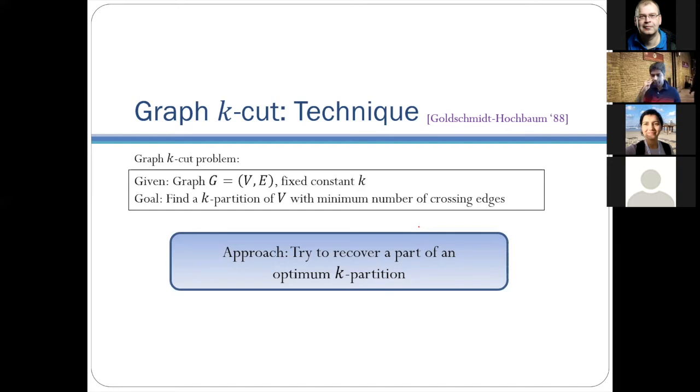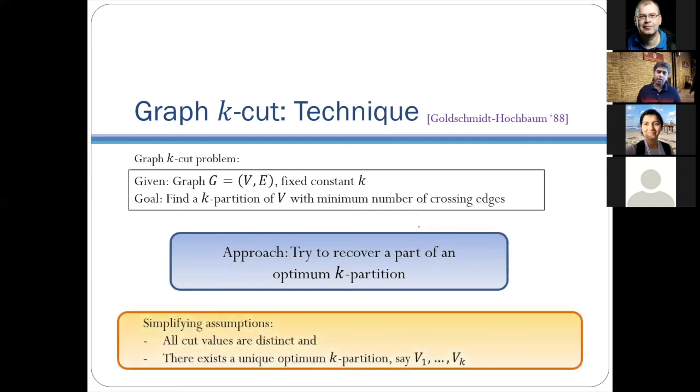To elaborate on this approach, I will make two simplifying assumptions on the input graph. Firstly, I will assume that all cut values in the input graph are distinct. This in particular means that min ST cut is unique for every choice of S and T. And secondly, I will assume that there exists a unique optimum k partition, which I will denote as V1 through Vk.